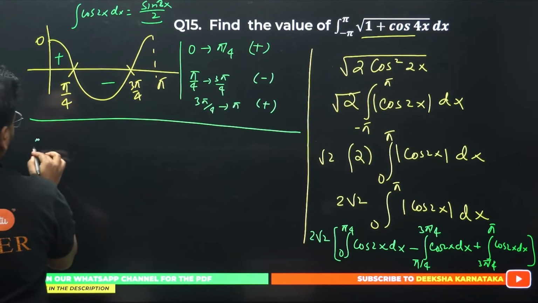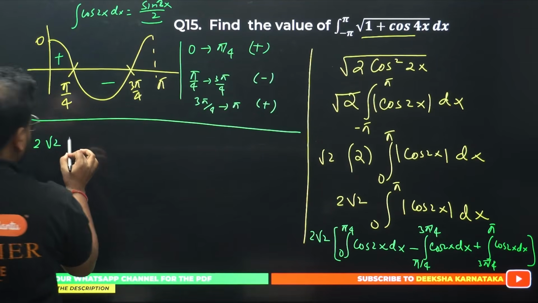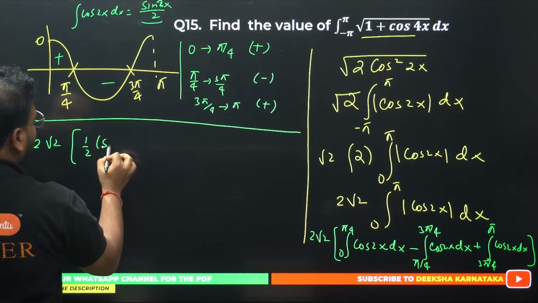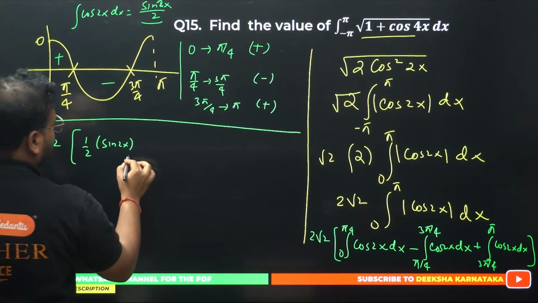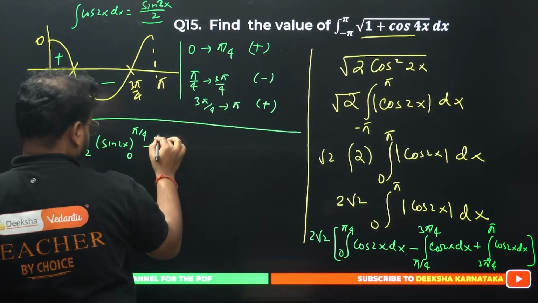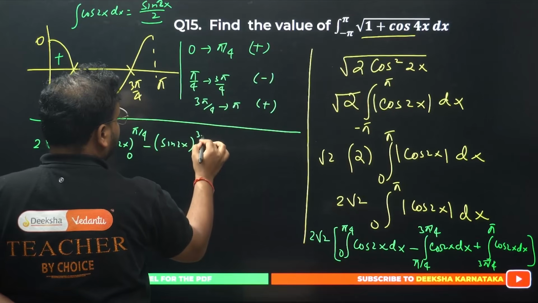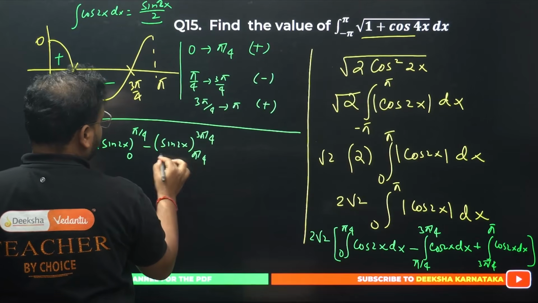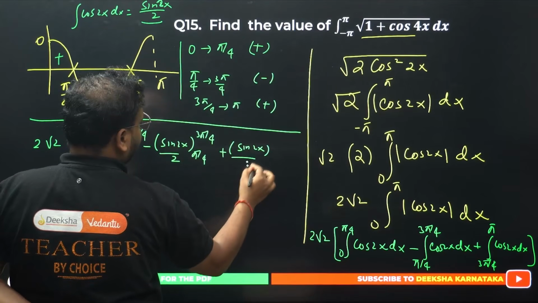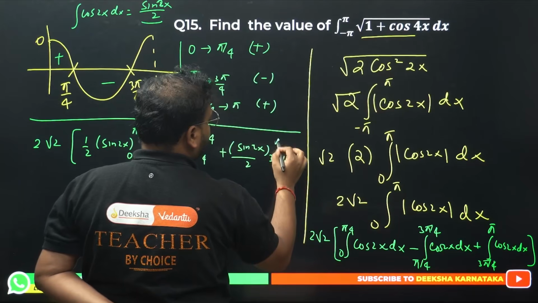So far I have 2 root 2 and I have 1 by 2 as a constant. Please check. I'm taking 1 by 2 outside. It will become 1 by 2 sin 2x from 0 to pi by 4. Next, minus sin 2x from pi by 4 to 3 pi by 4. Again we have a 1 by 2 over here also. And one more time, sin 2x, 1 by 2, from 3 pi by 4 to pi.